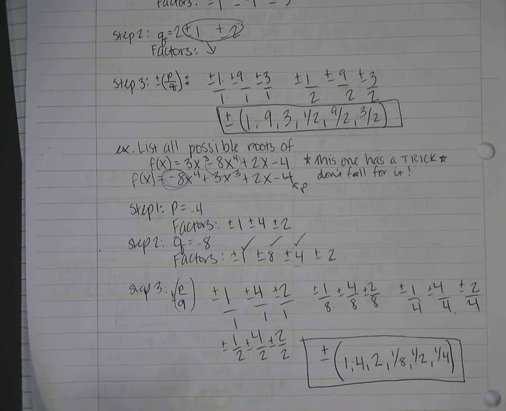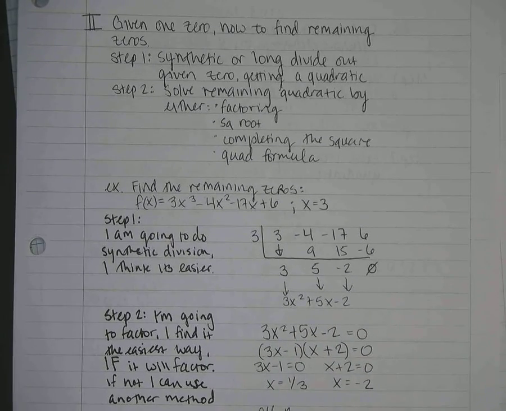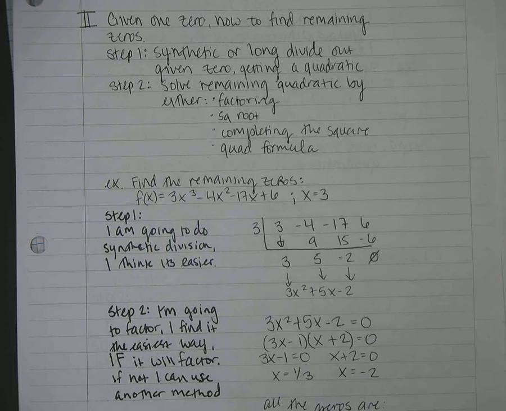Okay, let's move on to the next section of today's notes, which is: if I give you one zero, how do you find the remaining zeros? That means I've given you one root, or one x-intercept, and I want you to find the other x-intercepts. The easiest way to do that is to first synthetic or long divide out the zero that I give you, and then you'll get a quadratic. Then you can solve the remaining quadratic by factoring, square root function, completing the square, or the quadratic formula.